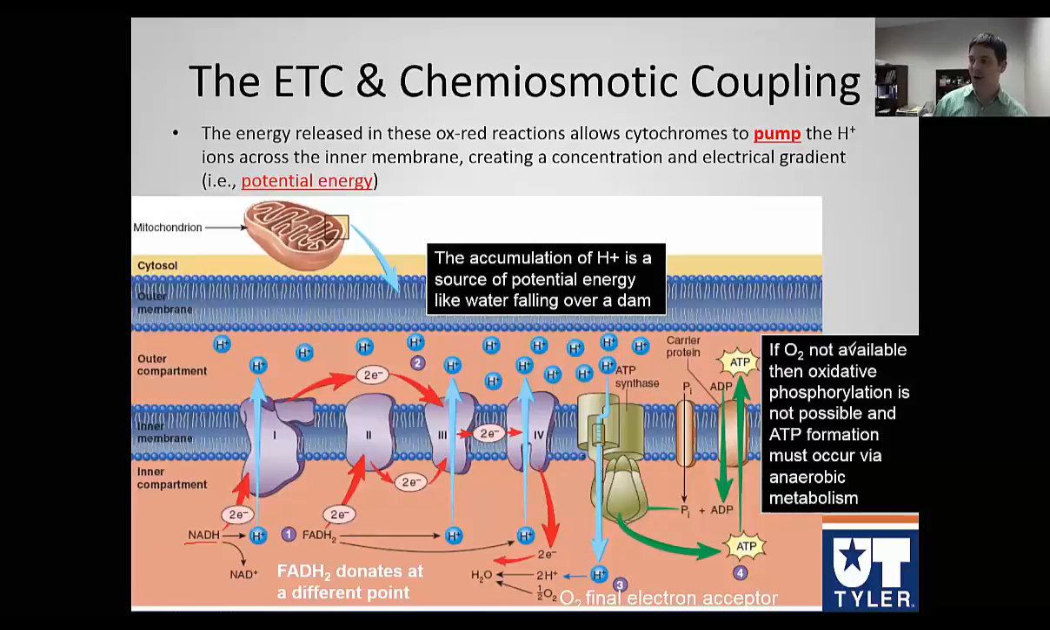If we have no oxygen available, then this electron essentially gets stuck right here, is the idea. So there's an electron right here that's waiting to be accepted. If it doesn't have anywhere to go, it stops. When it stops, this process stops. This process stops, and this process stops. And all aerobic metabolism stops unless oxygen is there to capture it.